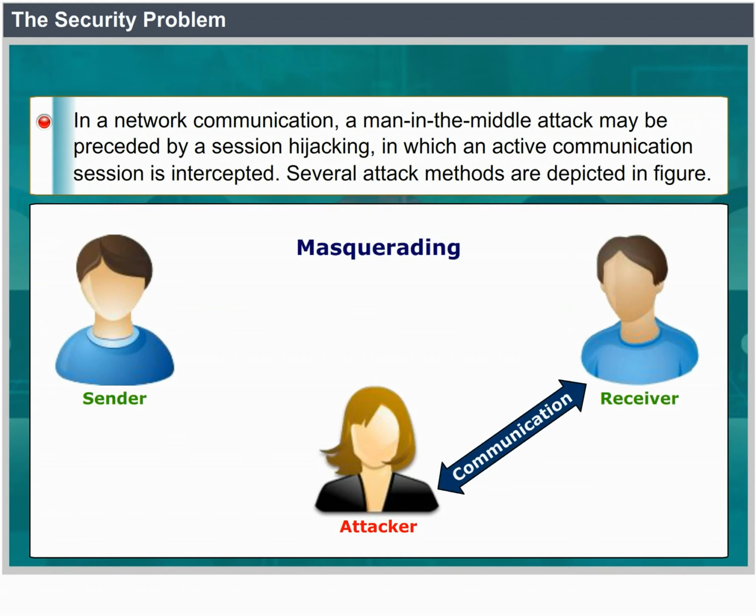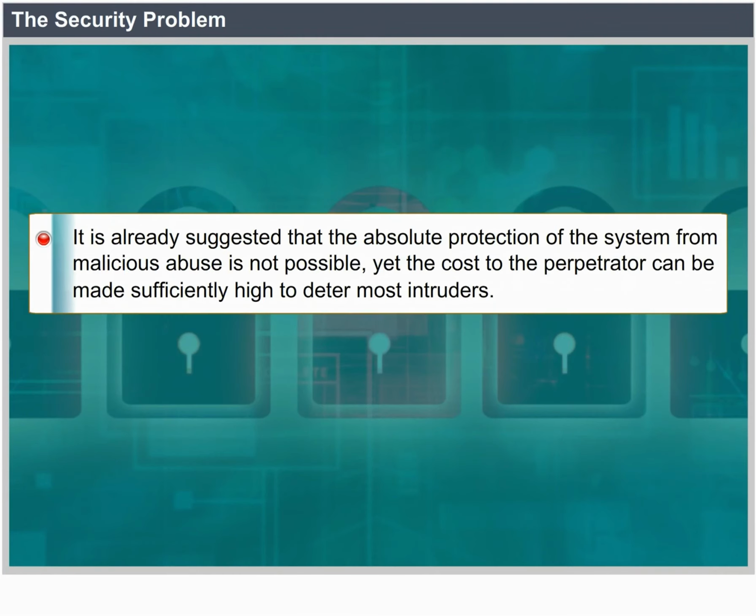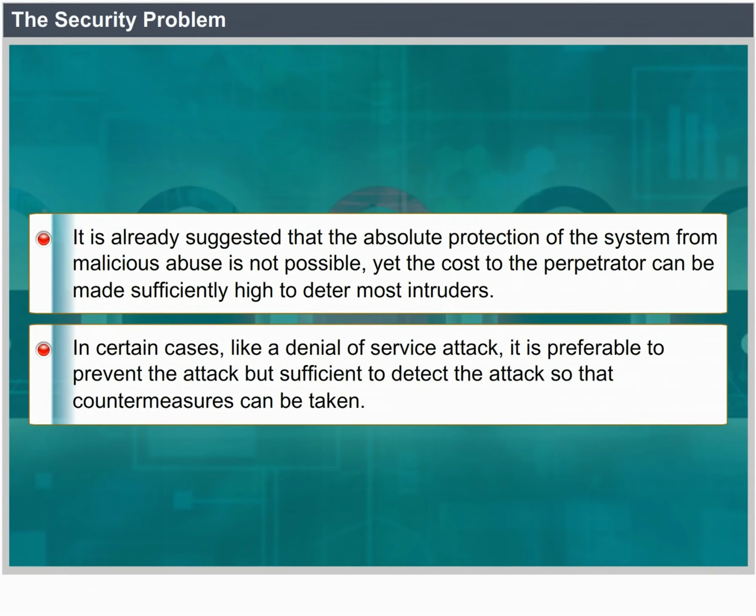As we have already suggested, absolute protection of the system from malicious abuse is not possible, but the cost to the perpetrator can be made sufficiently high to deter most intruders. In some cases, such as a denial of service attack, it is preferable to prevent the attack but sufficient to detect the attack so that countermeasures can be taken. To protect a system, we must take security measures at 4 levels.